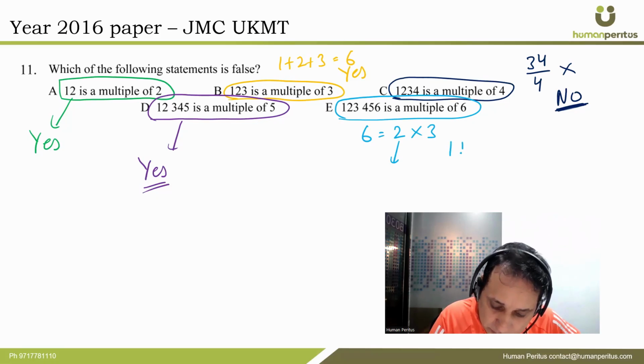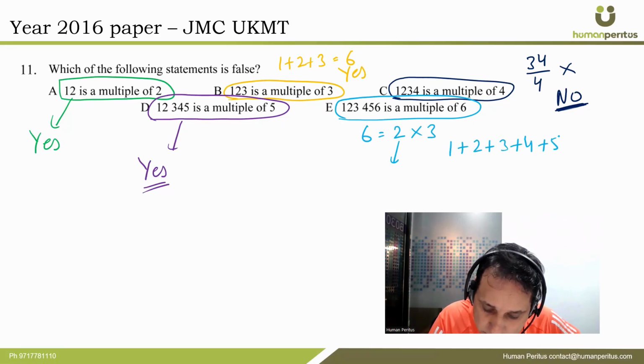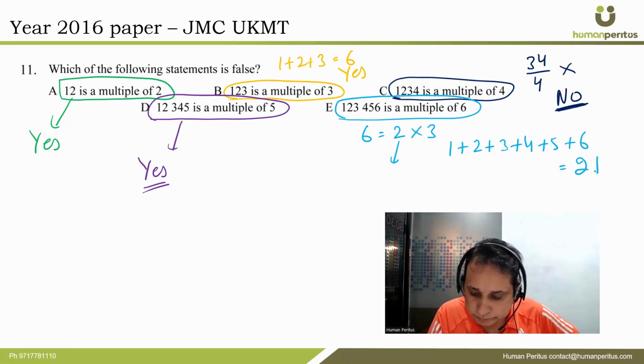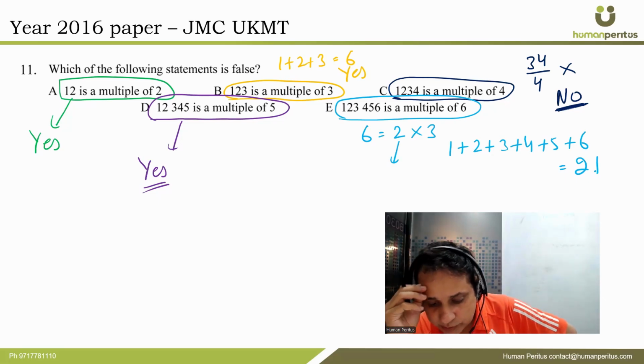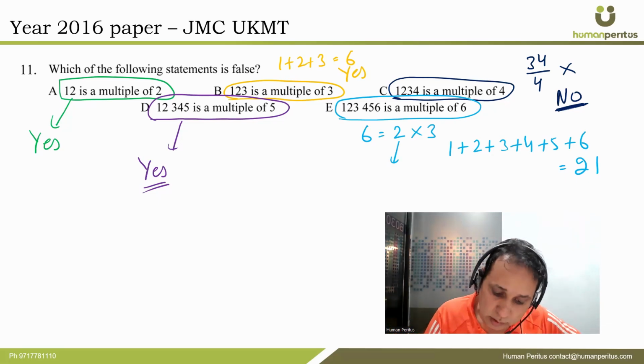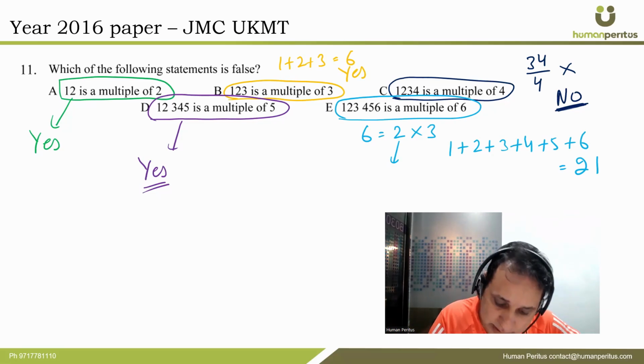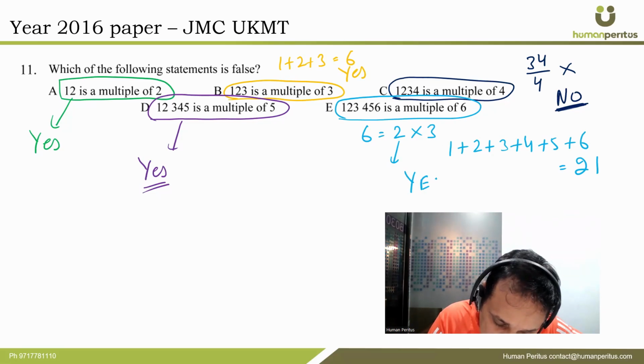For 3, I'll check the sum of digits. 1 plus 2 plus 3 plus 4 plus 5 plus 6. And what is this sum? This will be 21. And is 21 a multiple of 3? Yes, it is. Therefore, because this is a multiple of 2 also and 3 also, therefore it will be a multiple of 6. Therefore, again we have a yes.